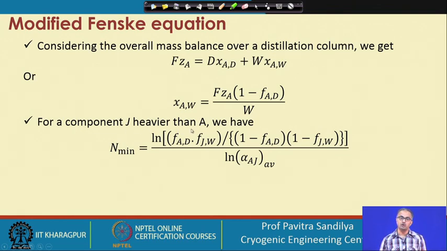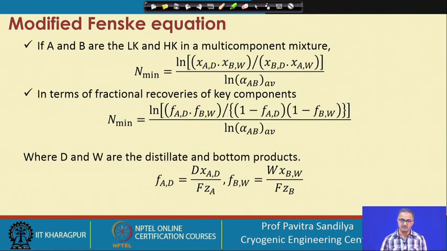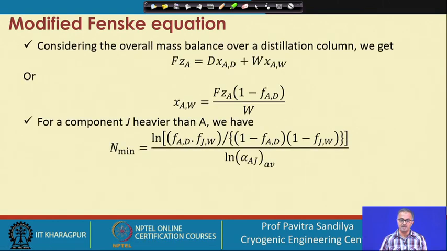Now suppose we have any component J that is heavier than A. It may not be the key component, but it is heavier than A. Then what can we do? We can simply use the same equation, but in this case we replace B with J. This is the way we can find the minimum number of ideal stages for separating a light key from a component which is not the key component.